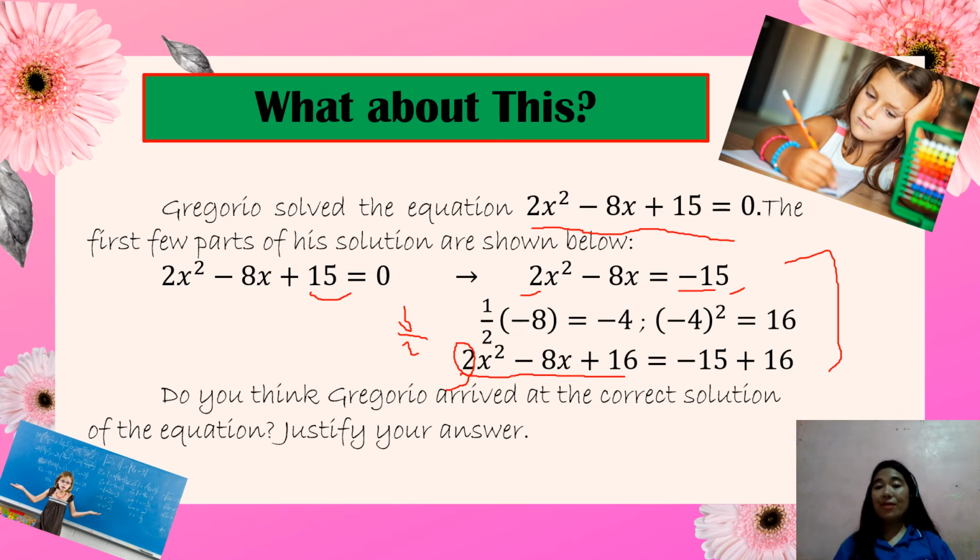So, therefore, class, yes, you're correct. Gregorio will definitely not arrive at the correct solution because he did not follow the steps. You cannot complete the square when your a is not equal to 1. Okay? So, I hope that is clear.